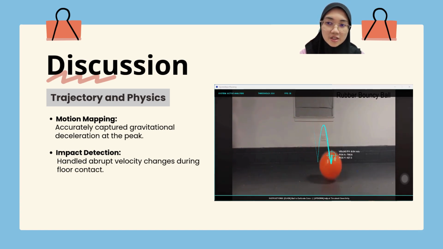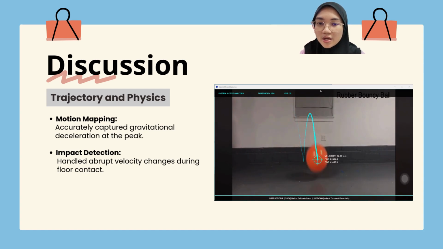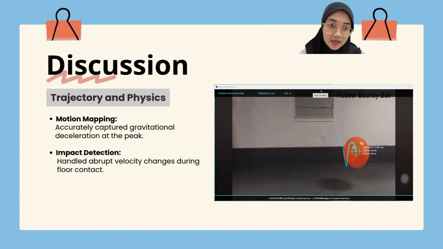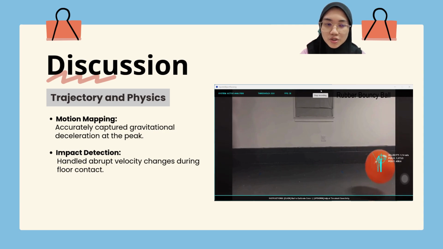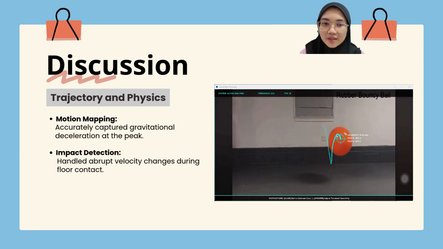So now we move to discussion, trajectory and physics. Okay, as you can see in the video here, look for a moment where the neon trail forms a clear U shape at the top. The dots or segments of the line should look closer together at the very top of that U. So this is the visual proof of gravitational deceleration. This system accurately captured the ball's parabolic arcs.